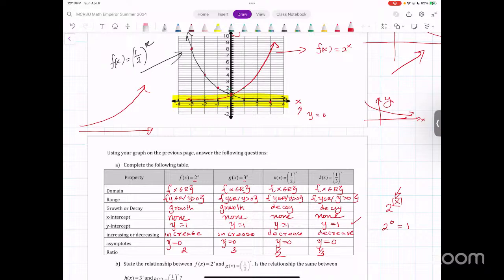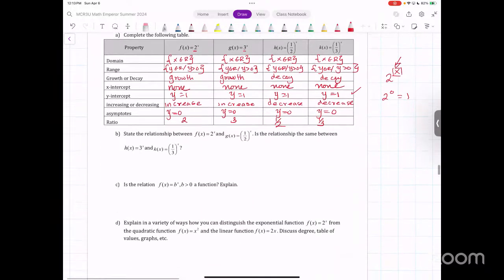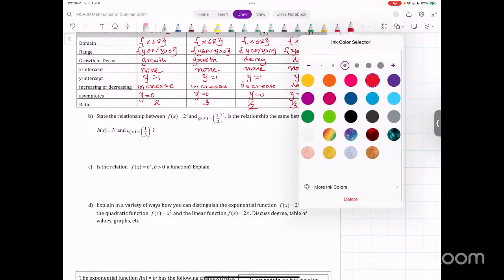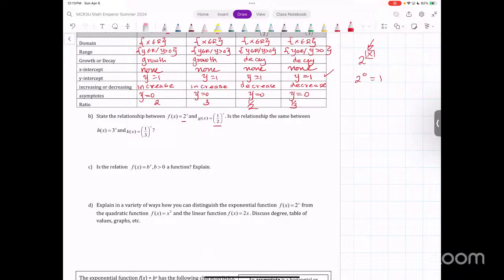All right. Now we're going back to say the relationship between y is equal to 2 to the power of x, and y is equal to 1/2 to the power of x. It's a relationship, the same between that. So we're going to see the relationship. If you look at 2 to the power of x, I'm going to put a table of values. So this is 2 to the power of x. This is 1/2 to the power of x.